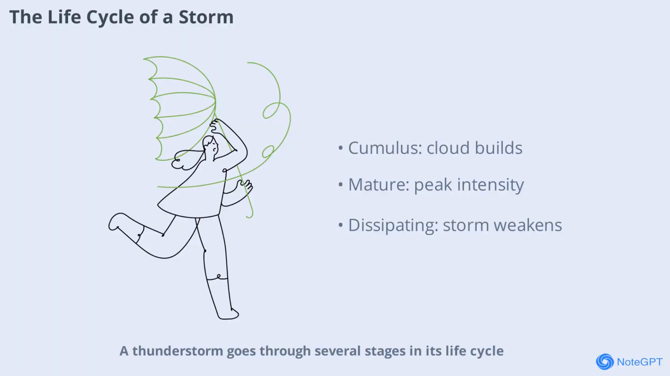A thunderstorm goes through several stages in its life cycle. It begins with the cumulus stage, where updrafts build the cloud. Next is the mature stage, when the storm is at its most intense with heavy rain, lightning, and thunder. Finally, the dissipating stage occurs as downdrafts dominate, cutting off the storm's energy supply and causing it to weaken. Understanding this cycle helps meteorologists predict how storms will develop and when they might pose a threat.